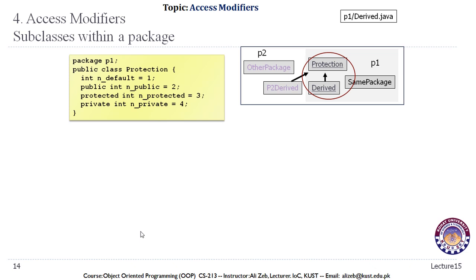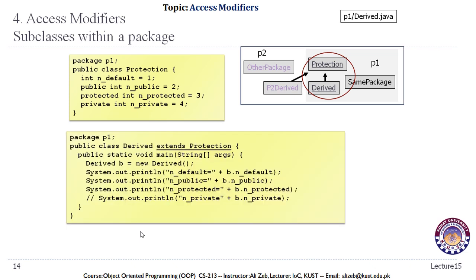and it has a default variable, an int n with default, a public variable, an int n_pub with public, a protected variable, an int n_pro with protected, and a private int n_pri with private. If you want to see which of these are accessible within the same package, we have a public class Derived that extends Protection. So the public class Derived is also a subclass of the Protection class.